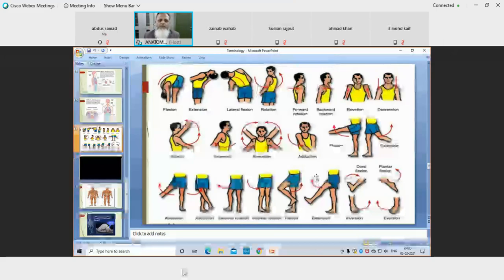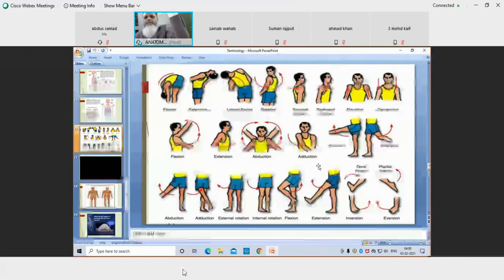Flexion. Now, you can see here, in the elbow joint. Can you see it? Yes, sir. I am bending. Yes, sir. Now here there is a decrease in the angle.